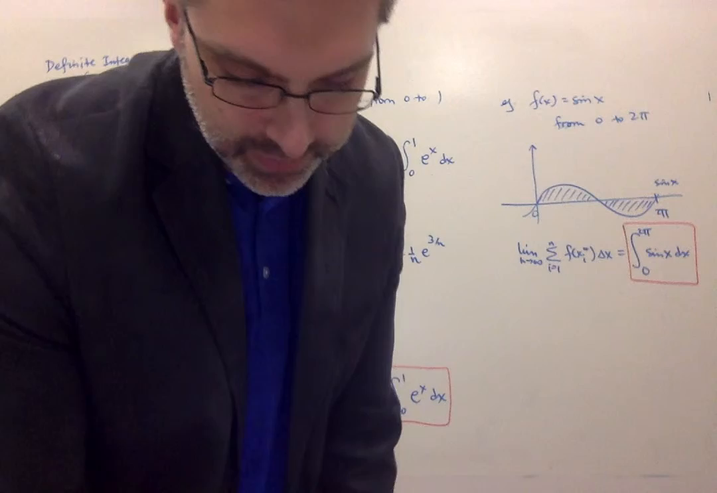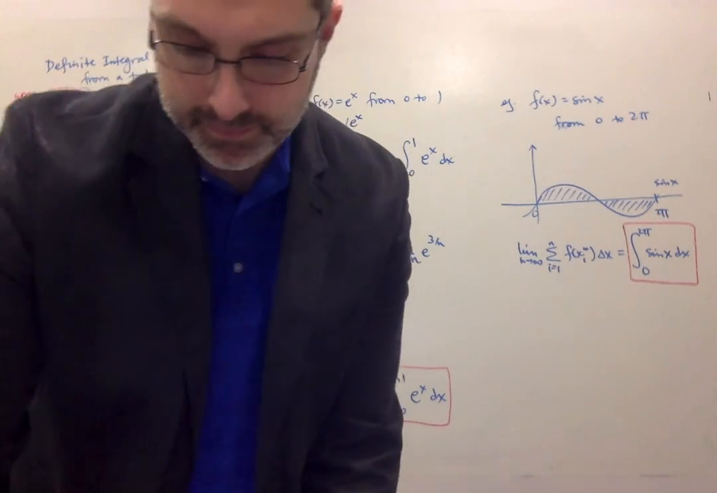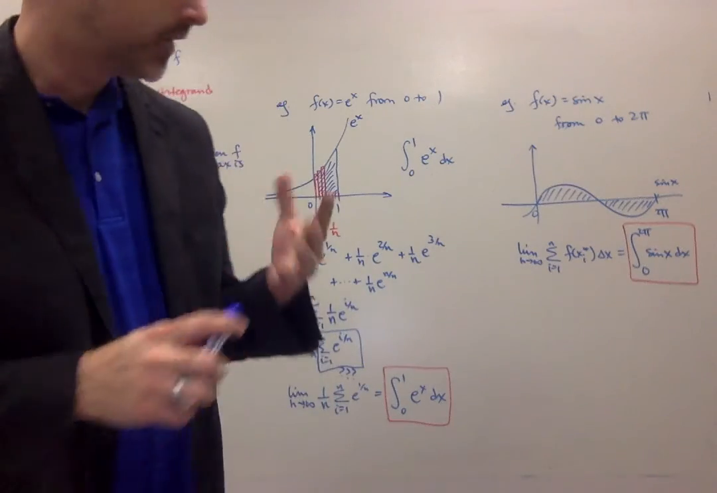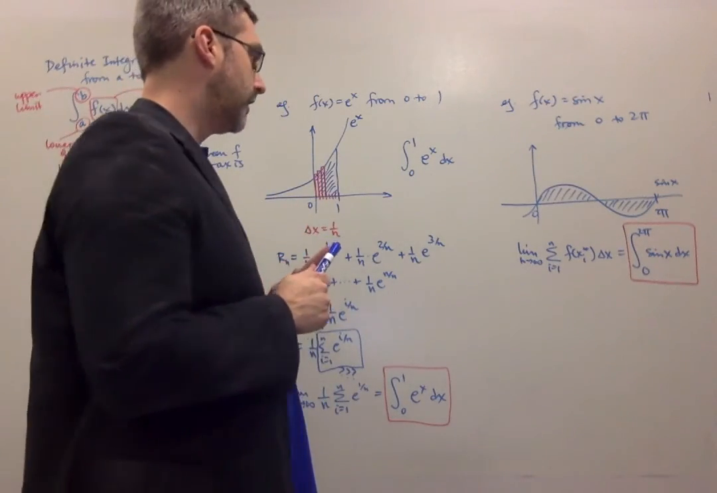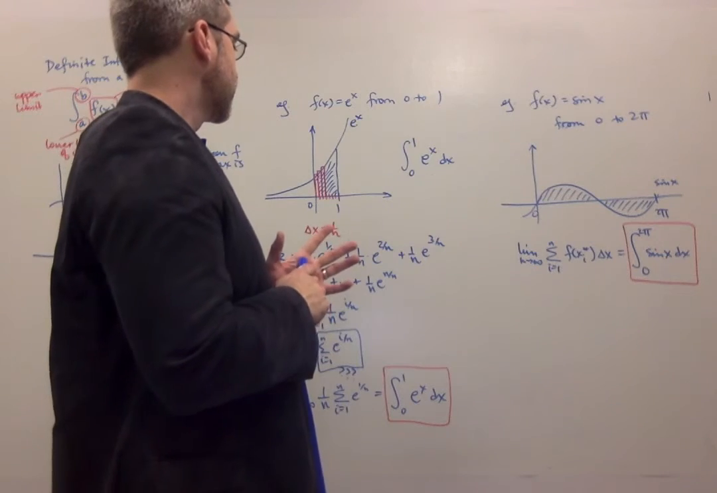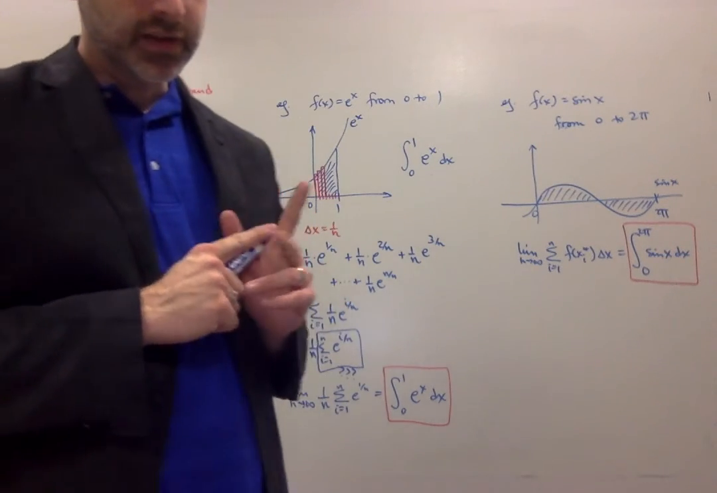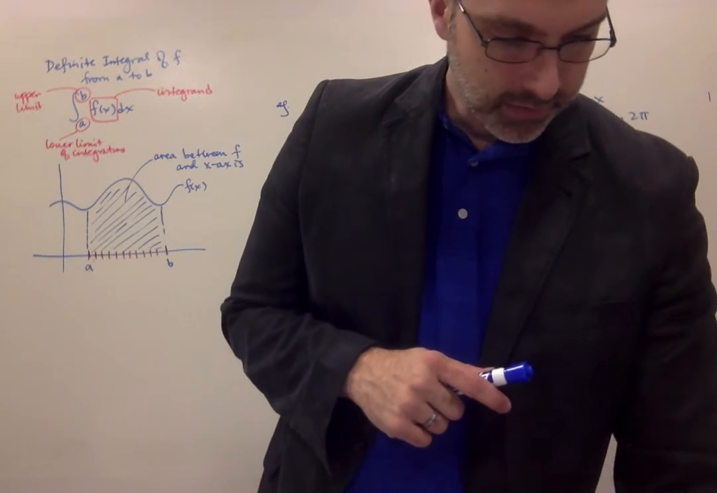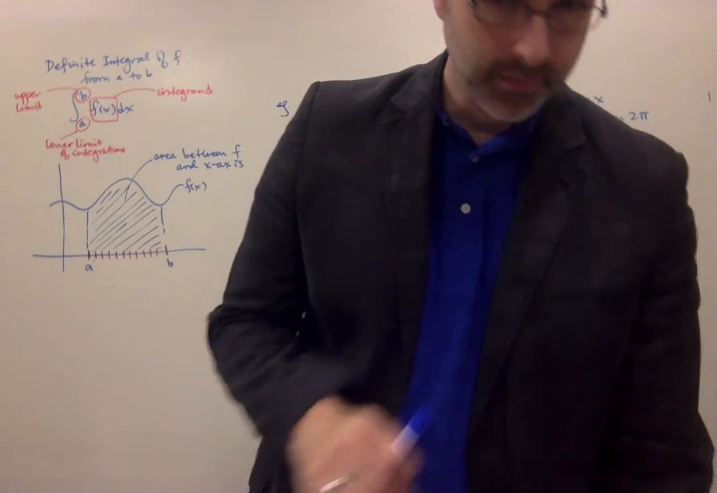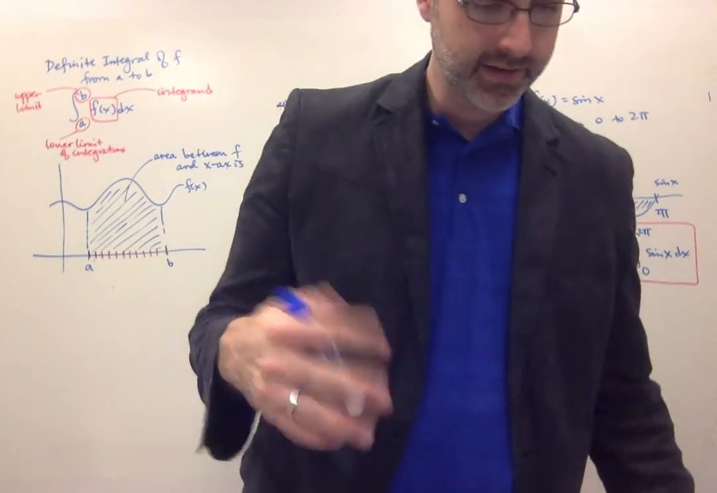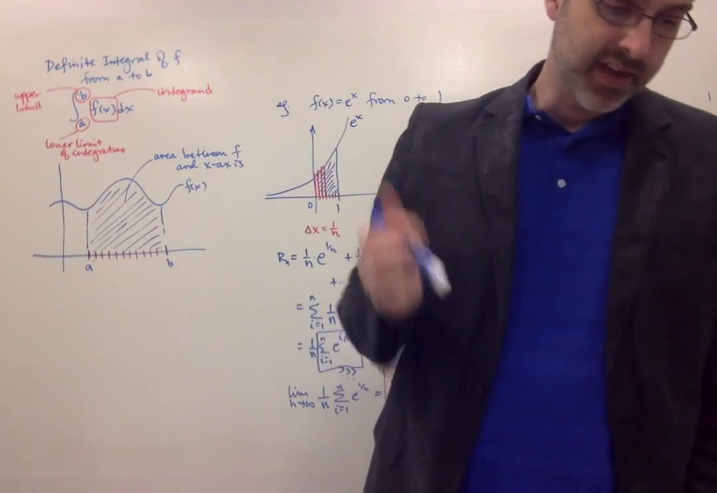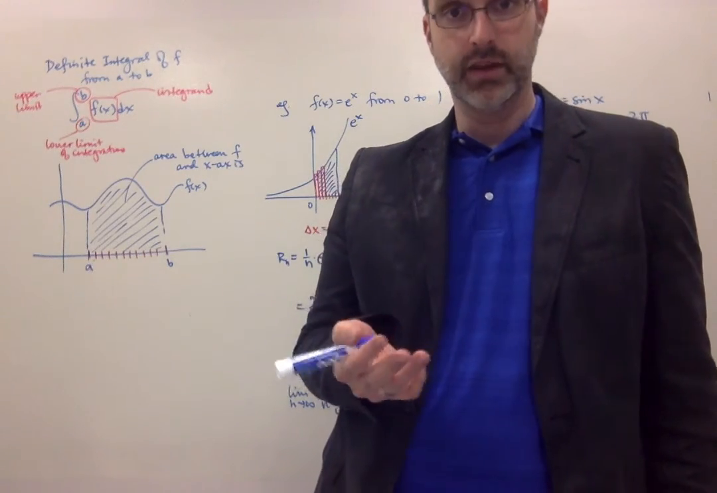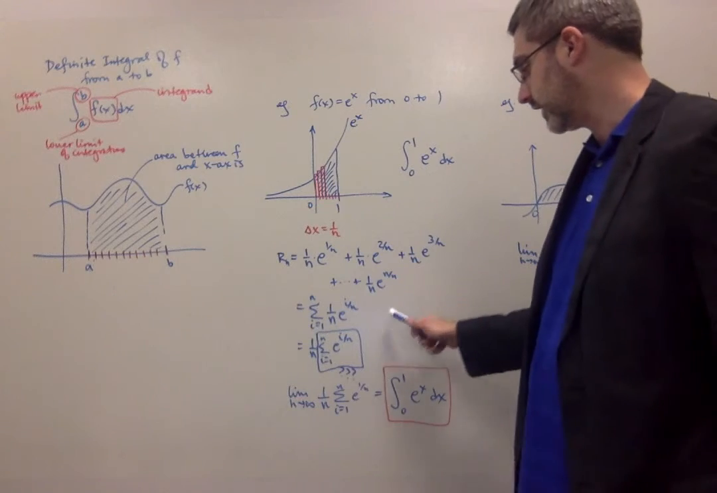Couple things that I want to note here. First of all, you only need to use the limit method of calculating these areas if it says evaluate the definite integral by the limit definition. Okay, the limit definition is using rectangles, limit of rectangles.